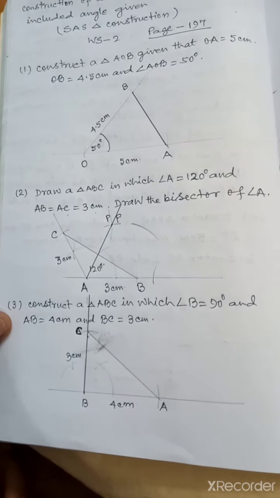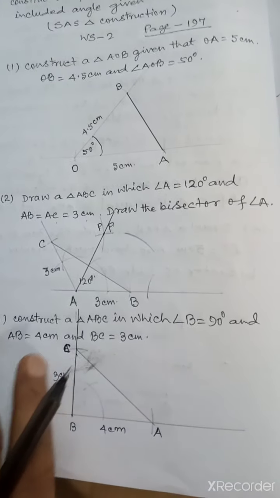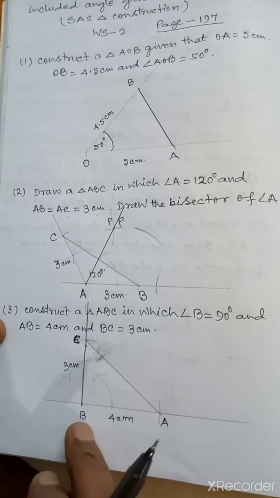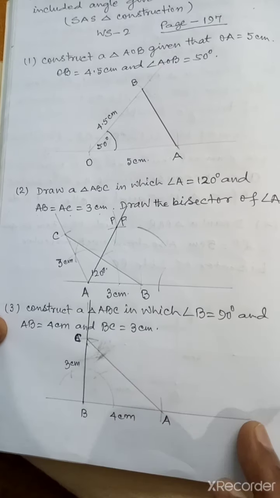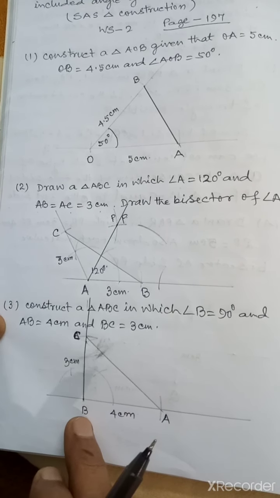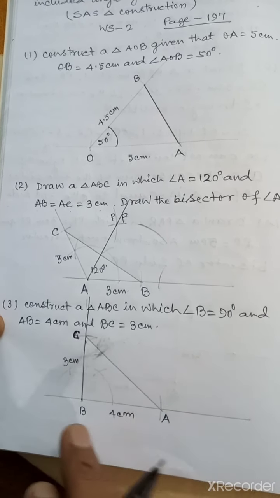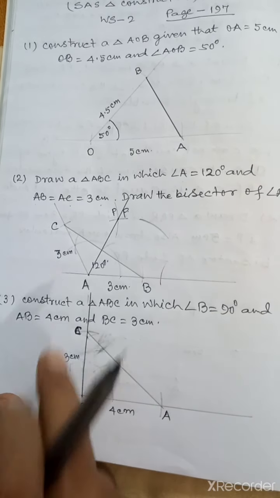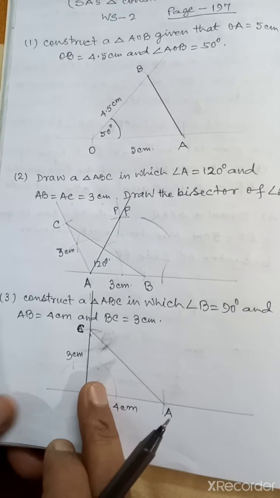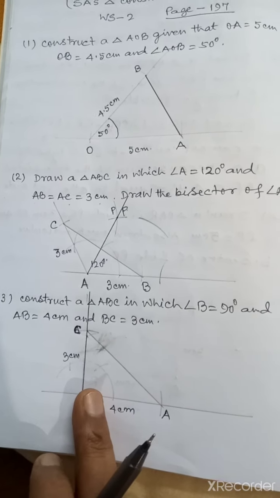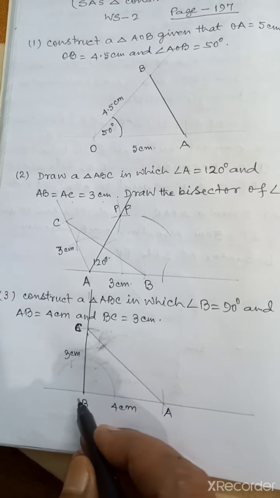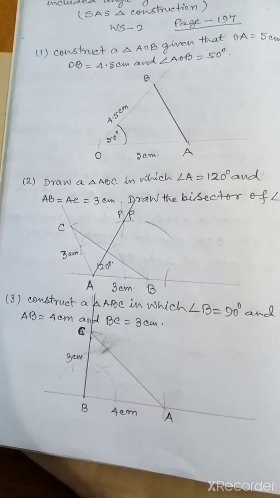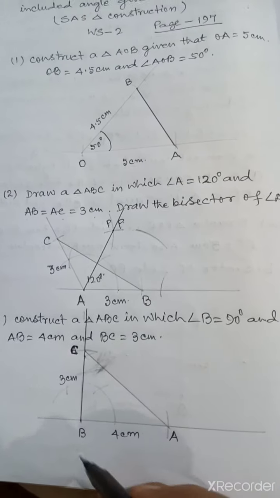Construct a triangle ABC in which angle B is 90 degree and AB equal to 4 centimeter, BC equal to 3 centimeter. So draw a line and take a line segment BA equal to 4 centimeter. With B as a center, draw angle ABC equal to 90 degree with the help of compass. Now BC equal to 3 centimeter, join AC. ABC is the required right angle triangle.